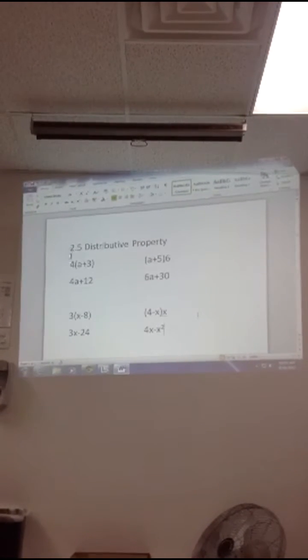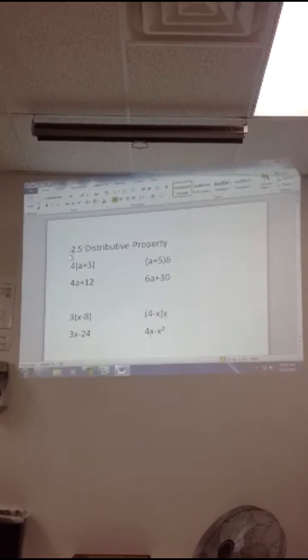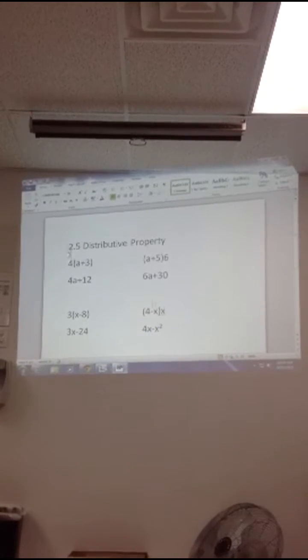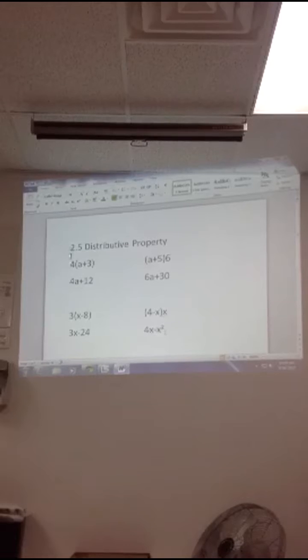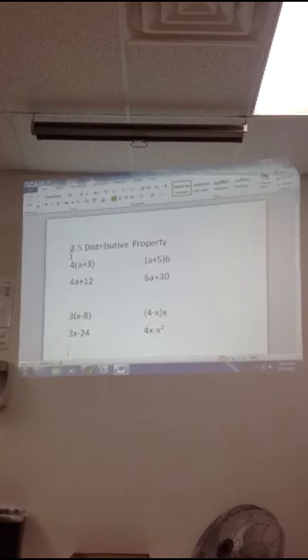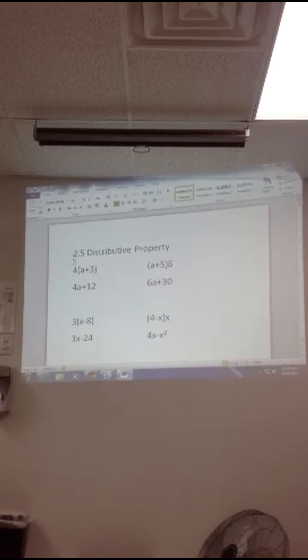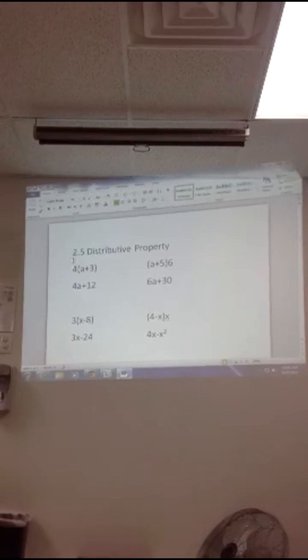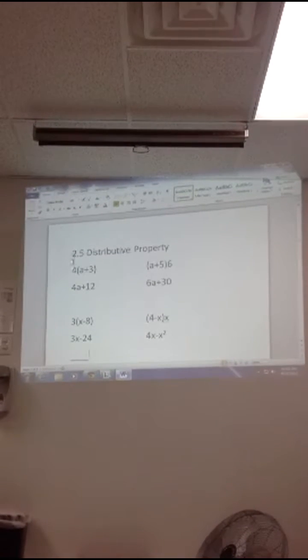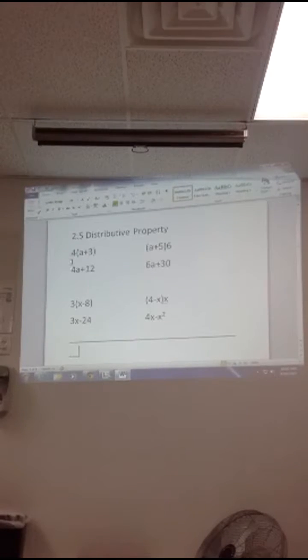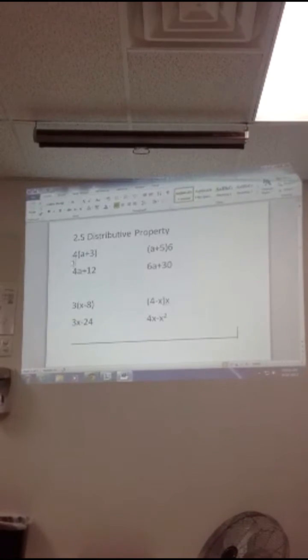Just for clarification, x times 4 is 4x. X times negative x is negative x squared. So it would be wrong if we put 4x minus xx. Draw a line, please. You can make yours squiggly, but I can't.